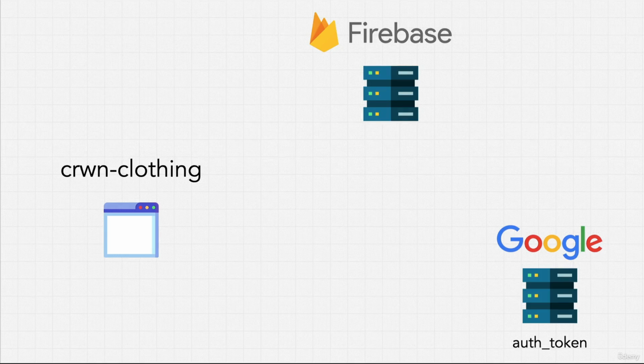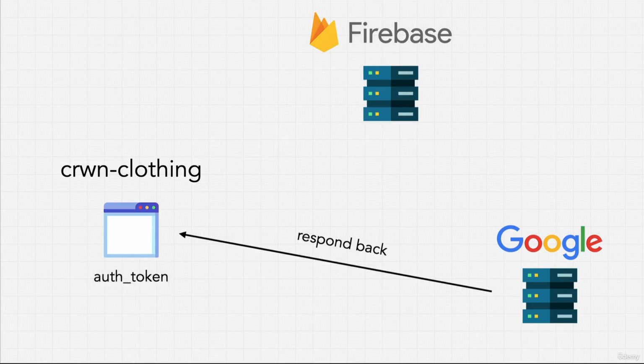It's a string that's really hard to break apart, but essentially on that token is the confirmation that I am who I say I am, which is yihua@gmail.com. Google will then send that back to Crown Clothing. So now Crown Clothing has this auth token.